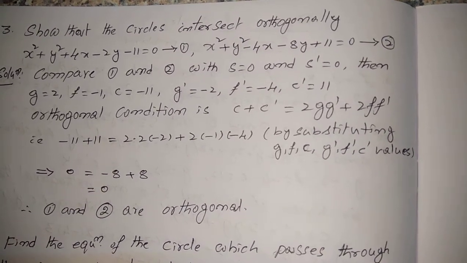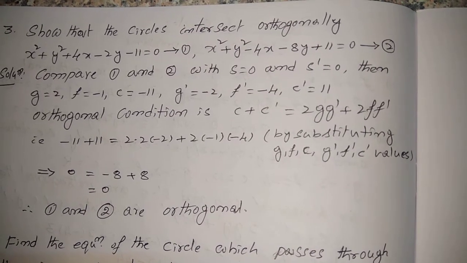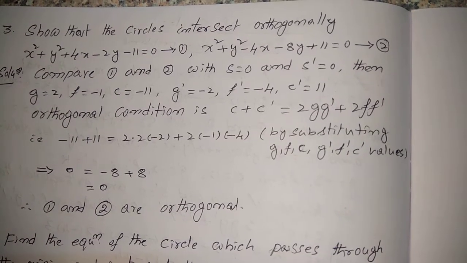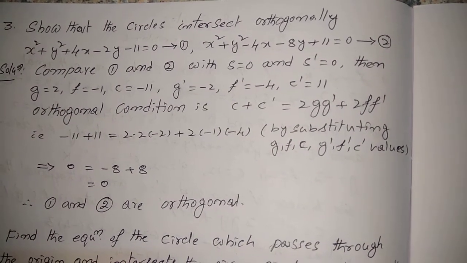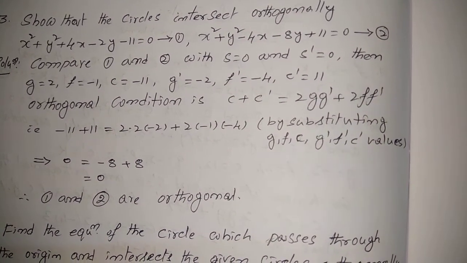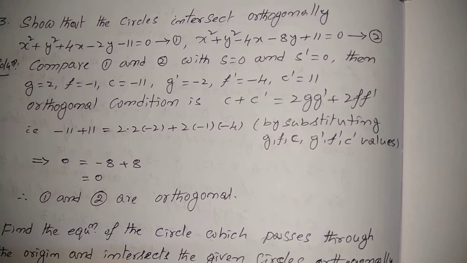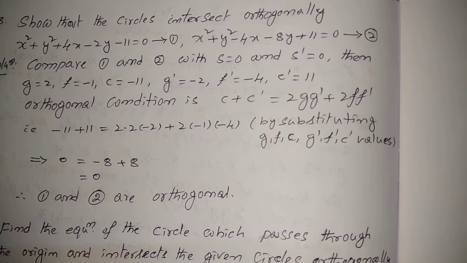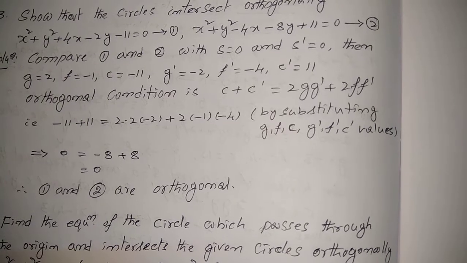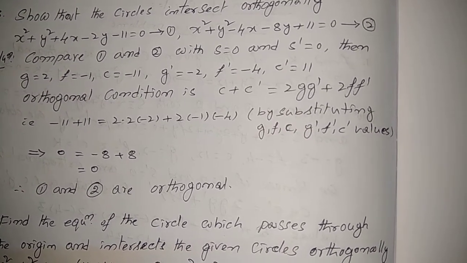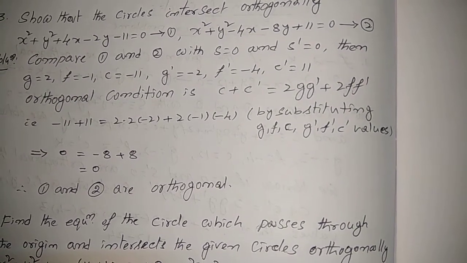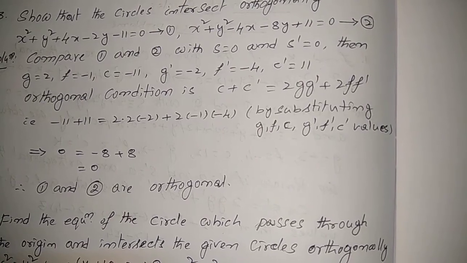We get LHS c plus c dash, minus 11 plus 11, is equal to 2gg dash plus 2ff dash, where g is equal to minus 2, g dash is equal to minus 2, f is equal to minus 1, f dash is equal to minus 4. LHS minus 11 plus 11 is equal to 0. RHS minus 4 plus 4, minus 8 plus 8, that is equal to 0. That is equal to 0. So 1 and 2 are orthogonal because 1 and 2 satisfy the condition c plus c dash is equal to 2gg dash plus 2ff dash.